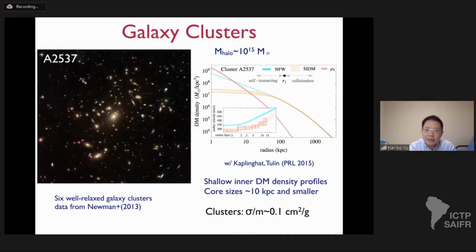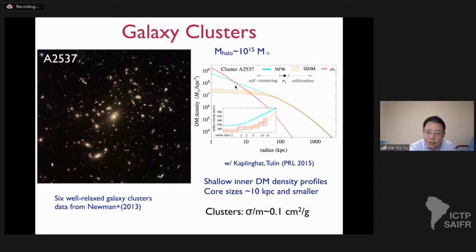We also did an analysis for galaxy clusters. Those are the biggest systems. For example, this cluster has a mass of about 10^15 solar masses. We show that most of the 6 relaxed galaxy clusters we have analyzed also prefer a shallower density profile compared to the CDM prediction. And 1 or 2 of those galaxy clusters actually slightly prefer a quarter profile.